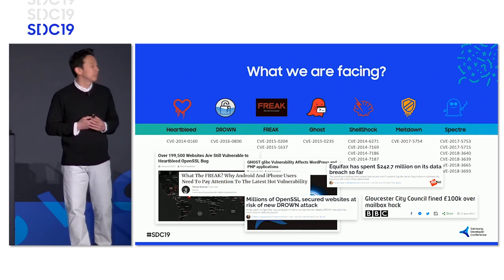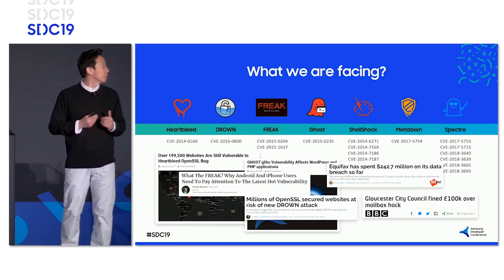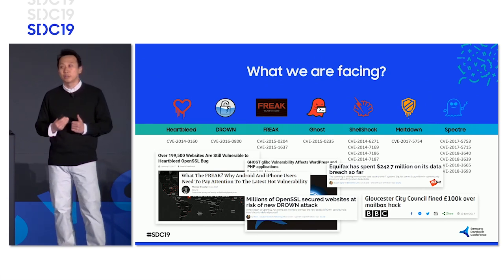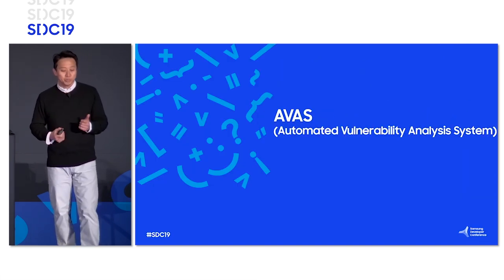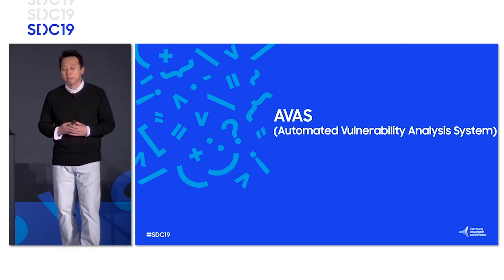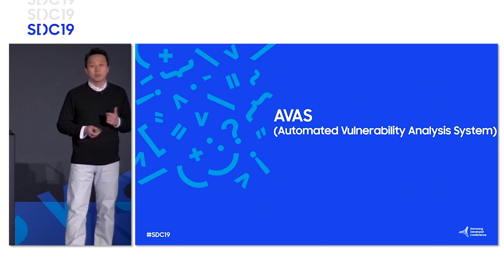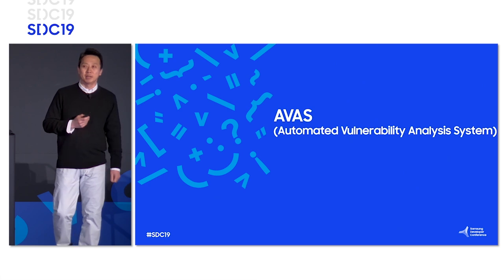My presentation consists of two main parts. One is the automated security analysis tool and the other is the security management system. First, I'll introduce the analysis tool and system. We call our system Automated Vulnerability Analysis System, AVAS.